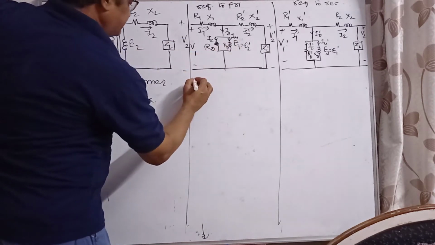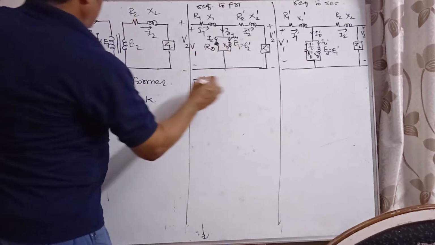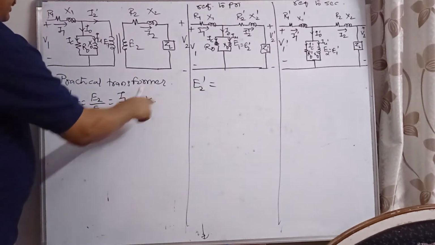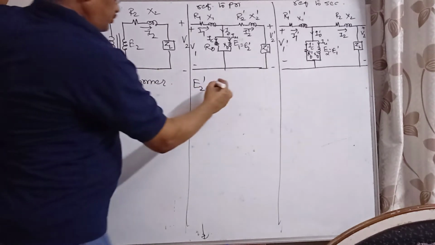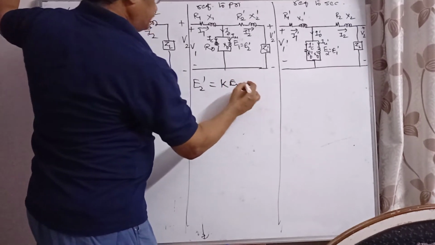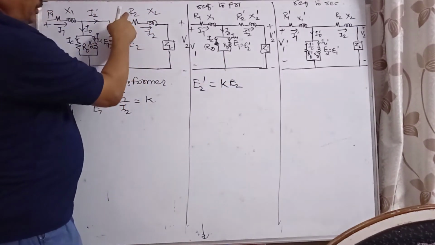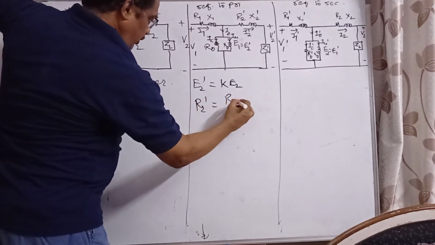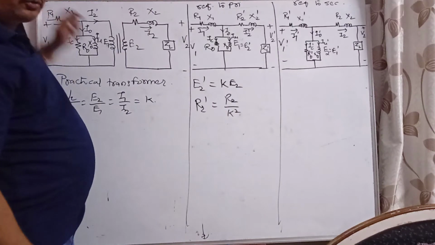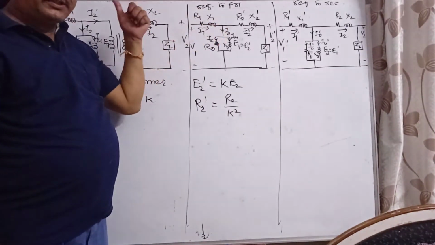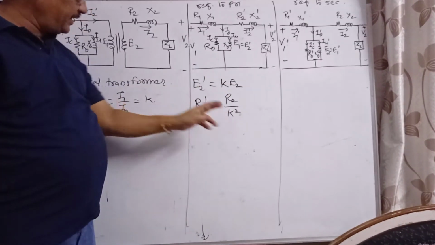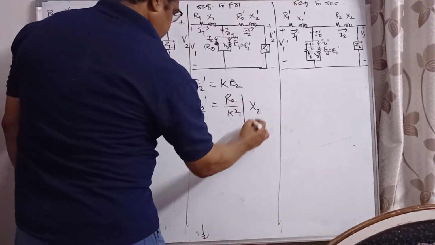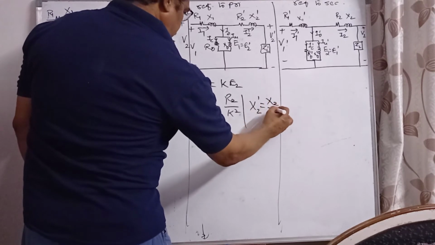So E2 dash, K, it is transferred to primary, K E1, so it is K into E2. R2 dash, R2 upon K square. This we have studied in the above article. The resistance while transferring to primary is divided by K square. X2 dash, X2 upon K square.